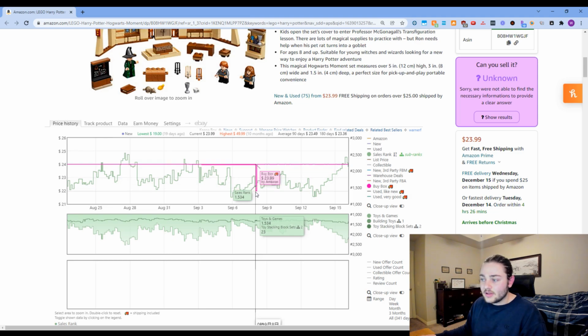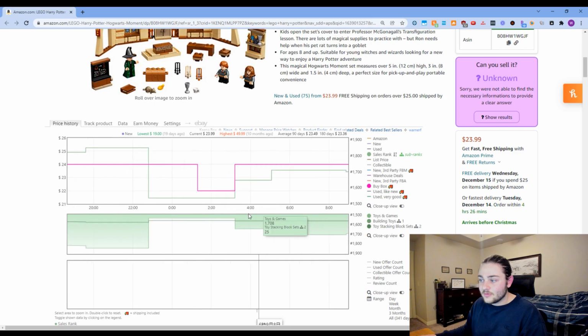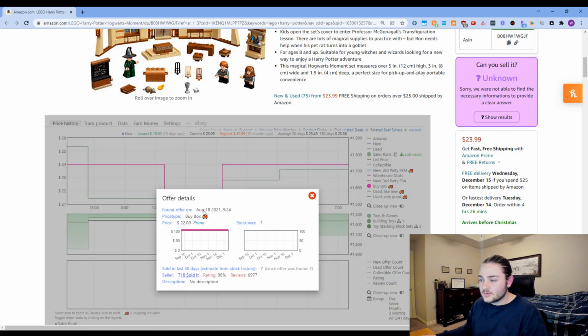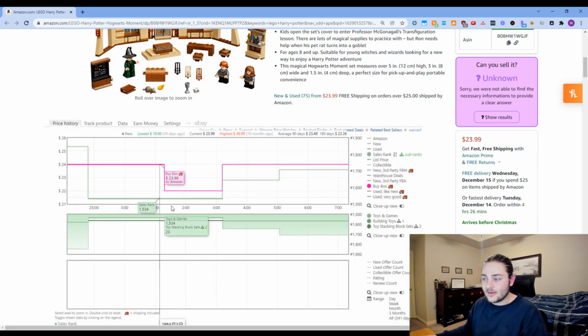But you can go ahead and click here if I can zoom in far enough. This product was being sold by 718 sold it. You see how many reviews they had, you see how many ratings they had. It didn't track their stock, probably just because they were in stock for so short of an amount of time. Looks like it was less than 2 hours here.